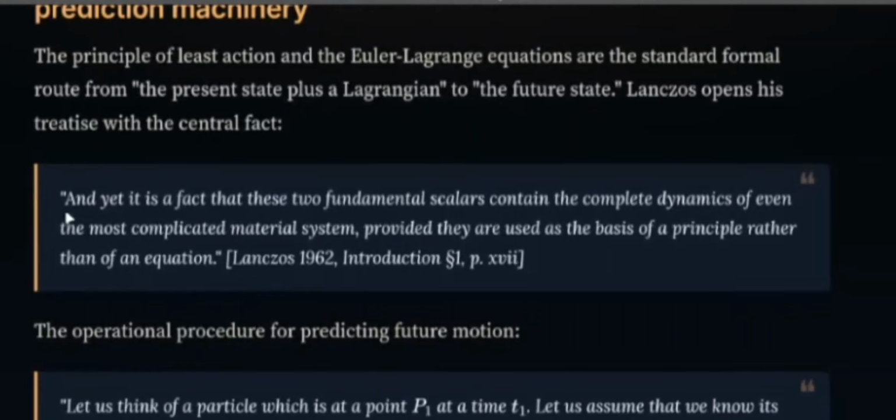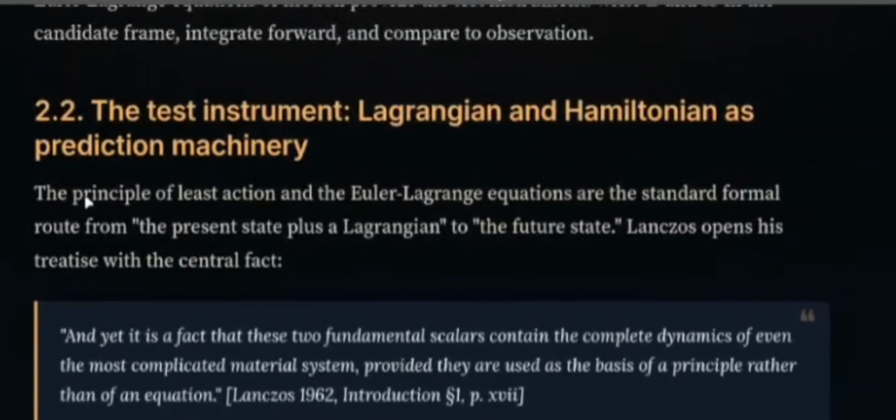So this is from Lanczos, sorry. And this is about the importance of the Euler-Lagrange equations and how they relate to physics. This is from the book The Variational Principles of Mechanics, going into basically how important these equations are. "Yet it is a fact that these two fundamental scalars can complete the dynamics of even the most complicated material systems, provided they are used as a basis of principle rather than of the equation."